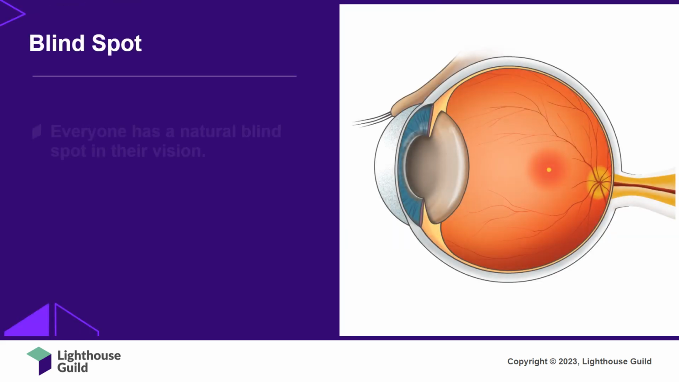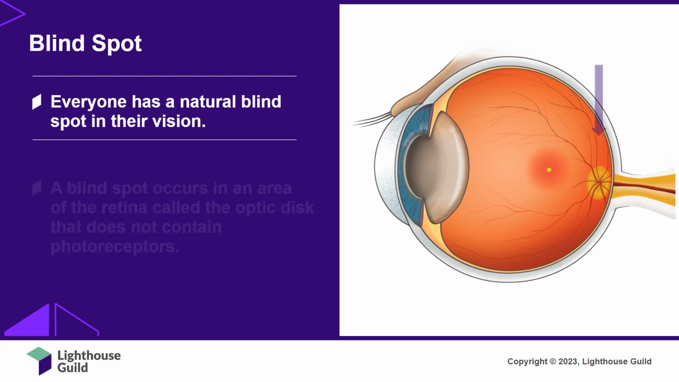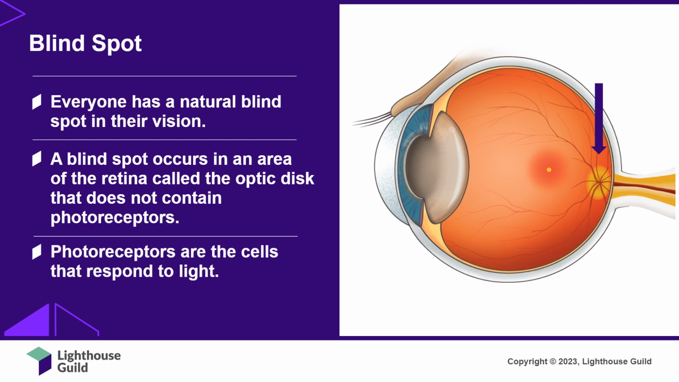Blind spot. Did you know that everyone has a natural blind spot in their vision, even if they have perfect 20/20 vision? A blind spot occurs in each eye in the area called the optic disc. This is a small area in the retina where the optic nerve exits the eye and travels into the brain. There is a blind spot, or no vision, in this area because it does not contain photoreceptors, which are the cells that respond to light.